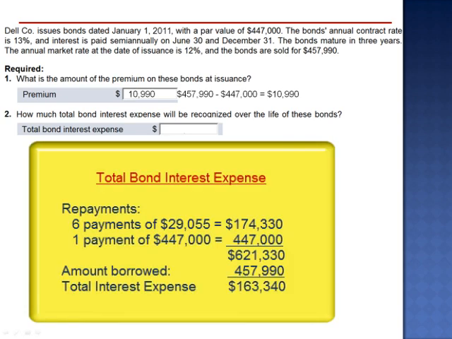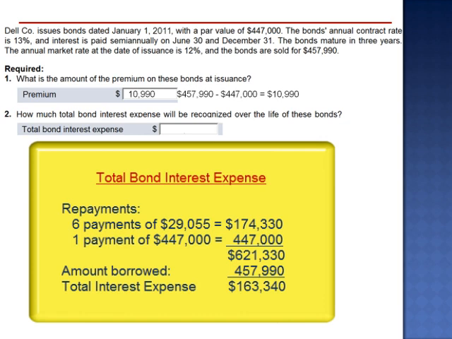Total bond interest expense is the difference between what gets borrowed and what gets paid back. The amount to be repaid is 6 payments of $29,055. The $29,055 is calculated by taking the par value, $447,000, multiplying by the bond's contract rate, 13%, and then dividing by 2. After the 6 payments of $29,055 are made, there will be a single payment of $447,000, the bond's par value.